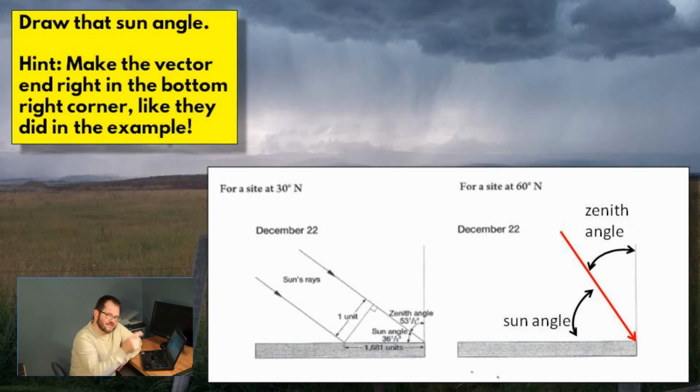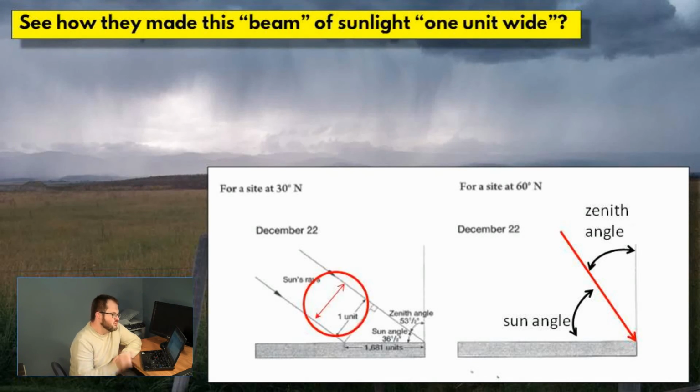Again, I'm not necessarily expecting you to have a protractor and get that angle exactly right, but do a good job estimating that angle, and you'll have your sun angle in there. Then, when you are drawing this, they want this beam of sunlight to have some width. It is a fixed unit, 1 unit wide, like a 1 meter wide beam of sunlight. See how they drew it there, where there are 2 different rays coming from the sun and hitting the ground, some distance apart. They labeled it 1 unit.